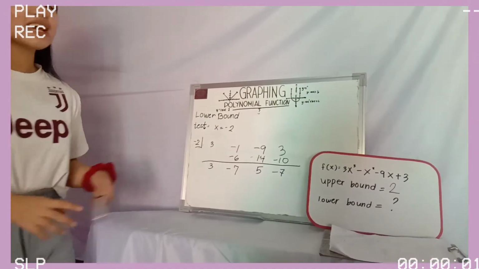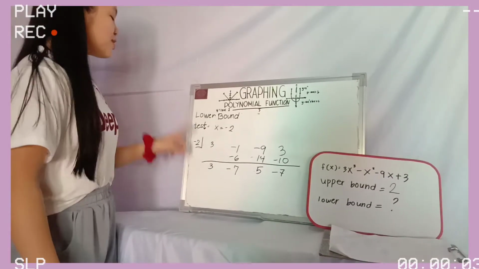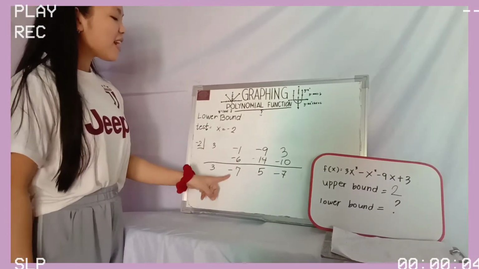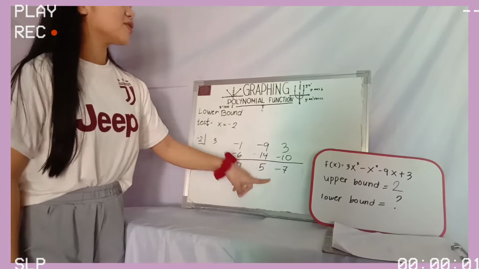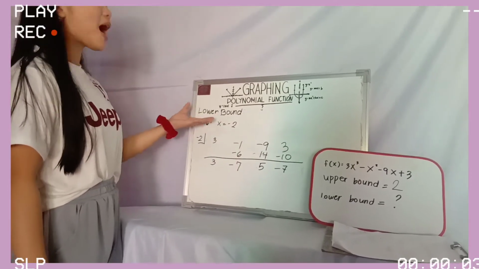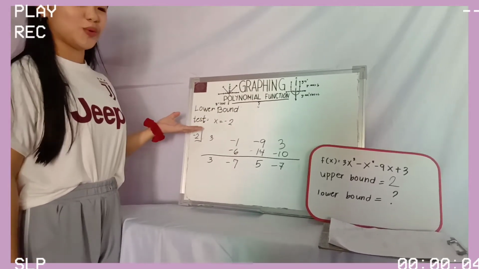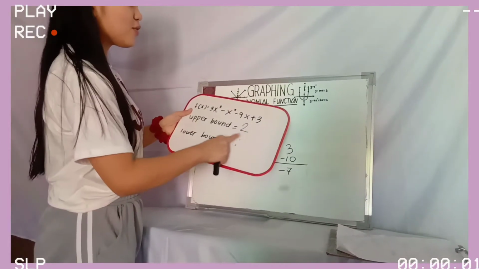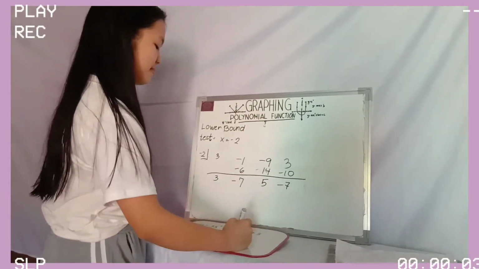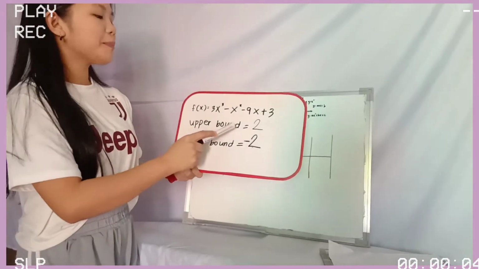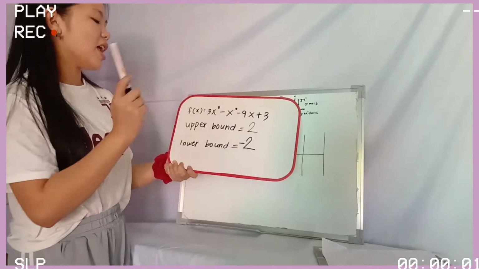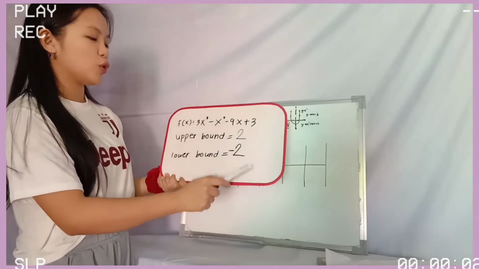So as you can see, it's already alternating. So positive, negative, positive, negative. So it means our lower bound is negative 2. Again, our upper bound is positive 2 and our lower bound is negative 2.